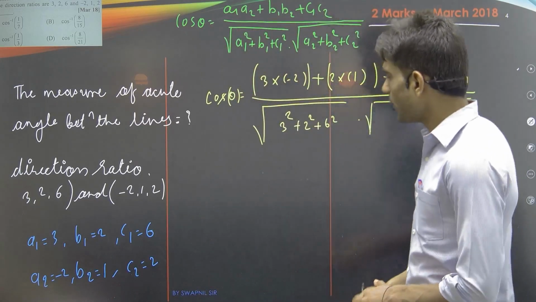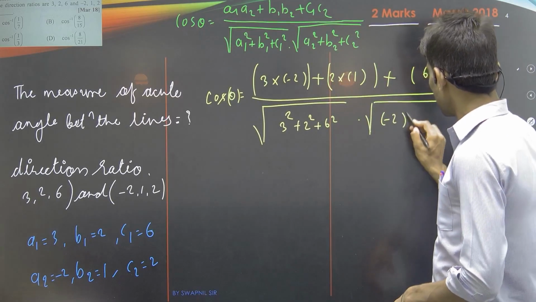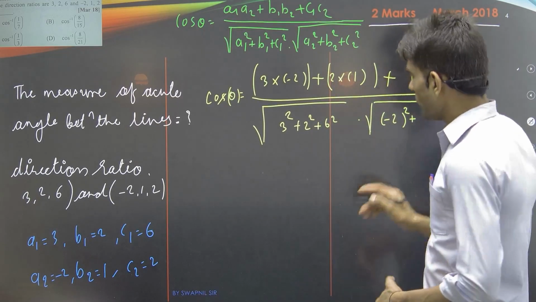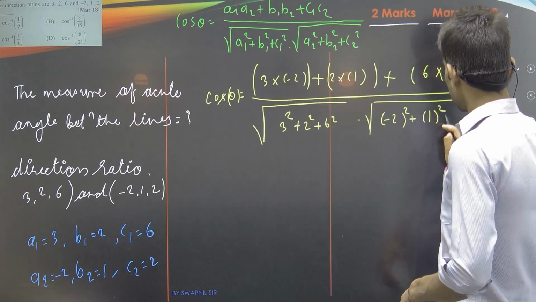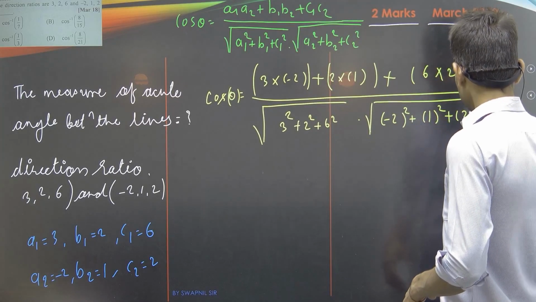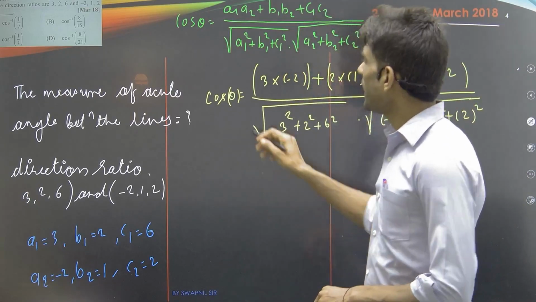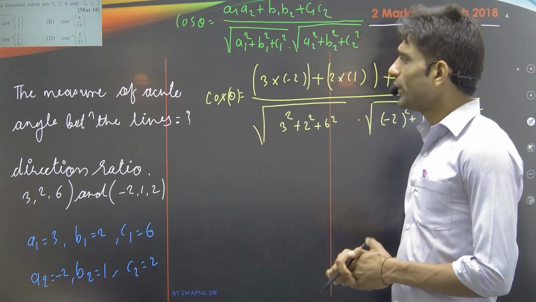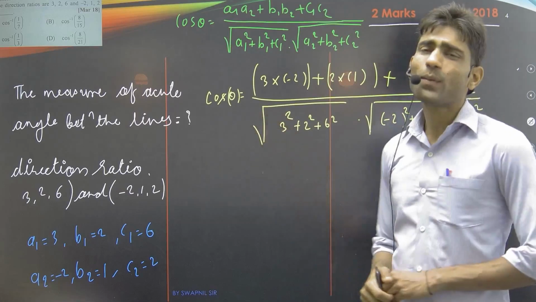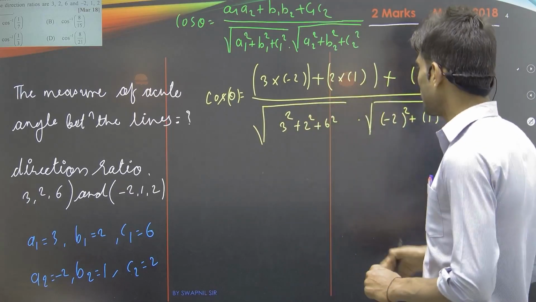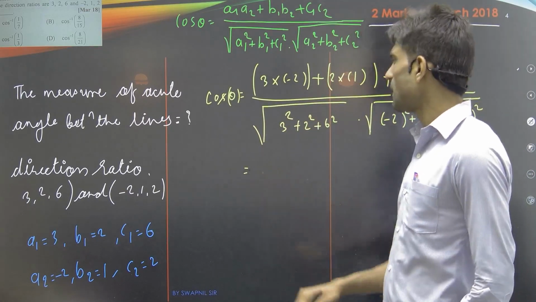That means negative of a 2 square plus 1 square plus 2 square. Okay, these are the values for our required measure of the acute angle between the lines in the form of cos theta. Now next, further, let's go for the calculations. This is just a part of a calculation.